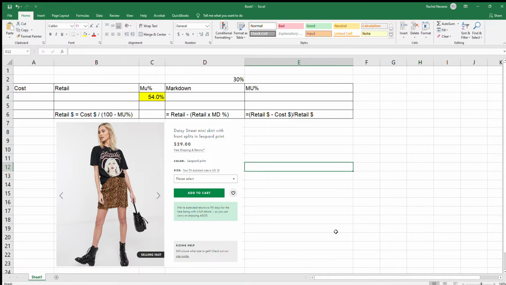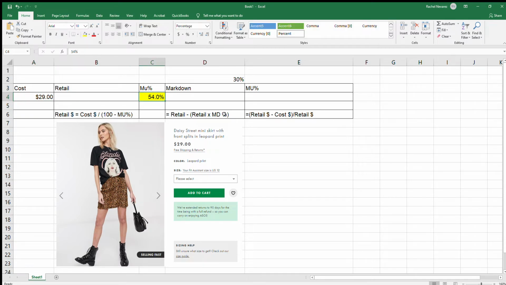Okay, so I wanted to go over the math part. I've been getting a lot of questions about it, so I thought I'd do an example for you. I found this leopard skirt that I want to sell. Remember how we were talking about how we don't have access to wholesale sites to see pricing, so we could either use the price here as our cost, cut it in half, or make up a cost. I'm just going to use the $29 as my cost, just because it is a lower number.